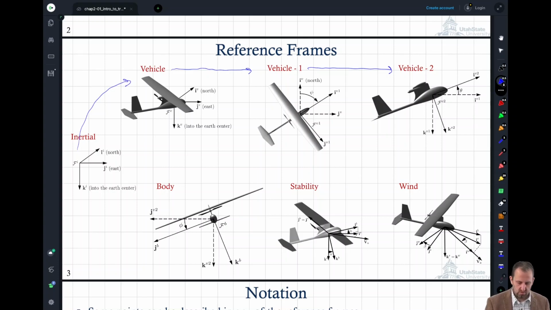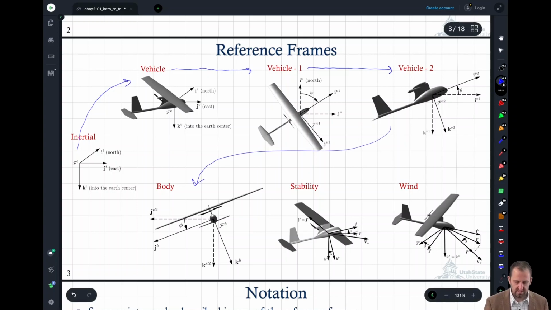And we'll then take this, we'll rotate, so going from vehicle 1 frame to vehicle 2 frame, we're rotating about the j-axis. And then to go from vehicle 2 frame to the actual body frame, we're going to rotate about the I-axis. And once we get into the body frame, we'll see that our y-axis, which we denote with this j, is going to be aligned going out the right wing.